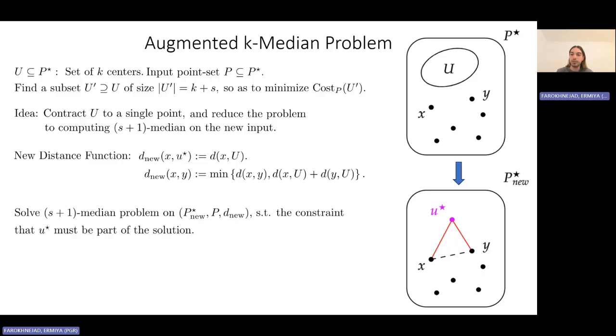And now what we can do is solve an s+1 median in this new space, and the only constraint is that this solution should contain U star. In order to achieve this, we can simply define the weight of U star to be infinity. If we do this, U star will be inside the solution. So the algorithm is as follows. We define this new metric, and then we solve any static s+1 median in this new metric space. And the running time would be N times s+1.